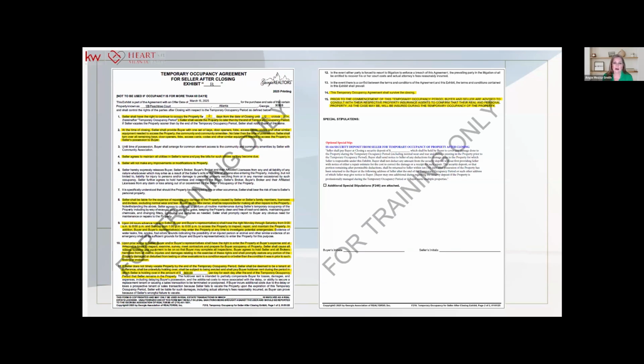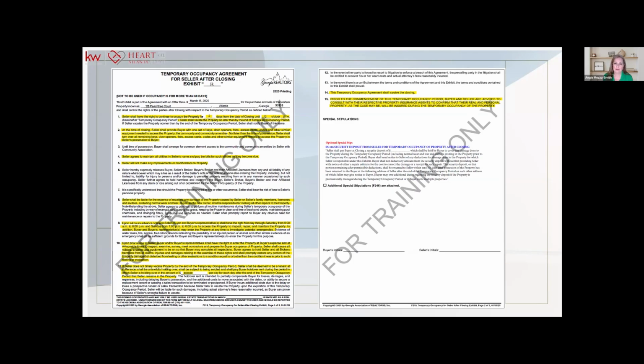The seller also is going to be maintaining the utilities in their name. They will not make any improvements to the property or any substantive changes to the property unless the parties have specifically agreed to do so. They also are going to hold everybody harmless. Everybody's got to hold harmless in there. They're going to be liable.